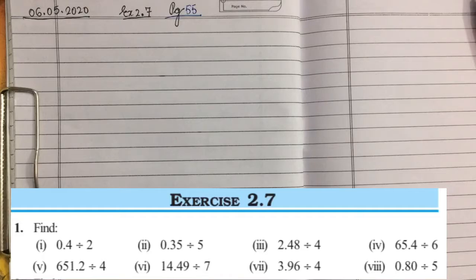Question number 1 is find. You have division of a decimal number by a whole number. This is type 1. I hope you remember there are two methods in which you can do this. Either you can directly divide the decimal number by the whole number, or you can use fractions. Again, I'll mix up the two methods. I will use the first method in a few parts and the second method in a few parts. You can do the one which you like for all the parts.